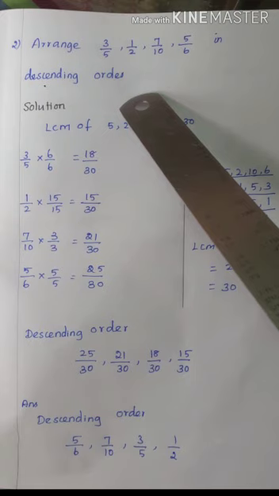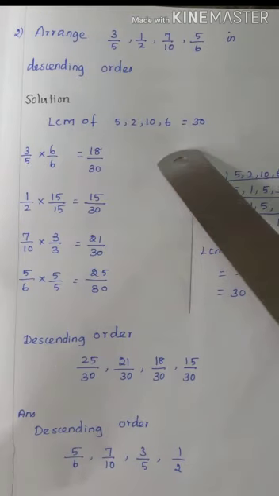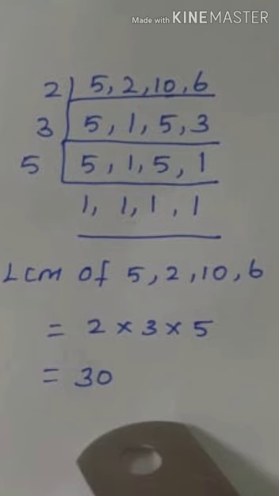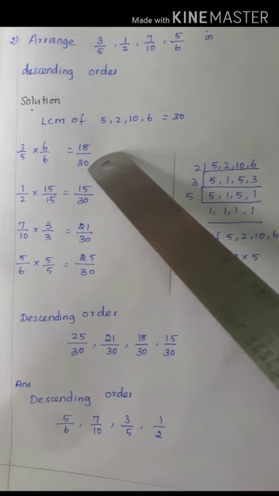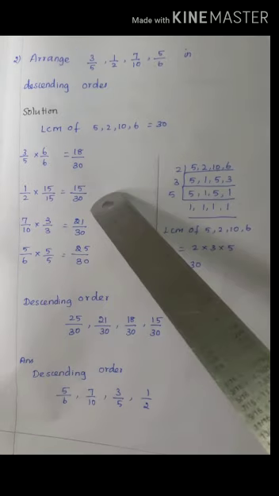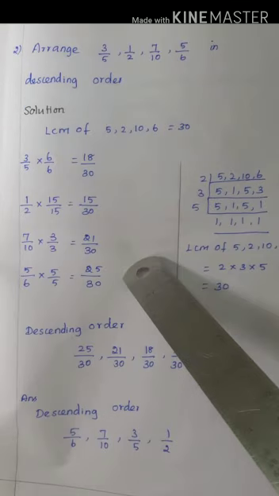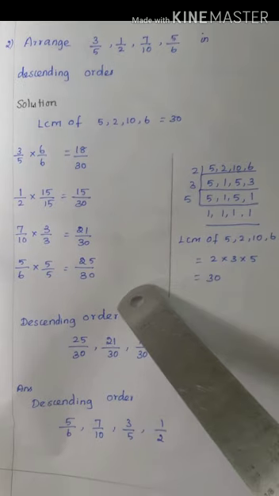Example 4. Arrange 3 by 5, 1 by 2, 7 by 10, 5 by 6 in descending order. Here also all the denominators are different. So find the LCM of their denominators 5, 2, 10 and 6. Take the common divisors out and multiply the right side factors and we get the LCM is 30. Change all the fractions to the same denominator. We get 3 by 5 is equal to 18 by 30 and 1 by 2 is equal to 15 by 30 and 7 by 10 is equal to 21 by 30 and 5 by 6 is equal to 25 by 30.